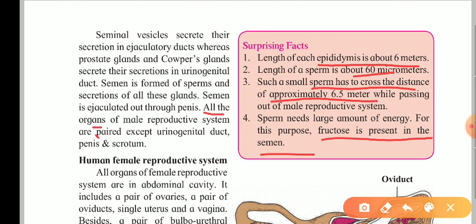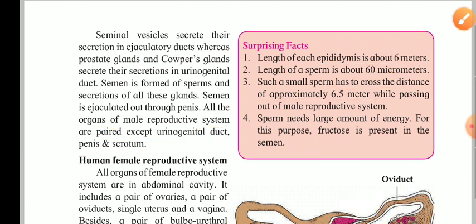All the organs of the male reproductive system are paired except the urinogenital duct, penis, and scrotum. One scrotum, one penis, and one urinogenital duct. All the rest of the organs, whether the prostate gland, the seminal vesicle, the epididymis or the testes, are paired. This is about the male reproductive organs.